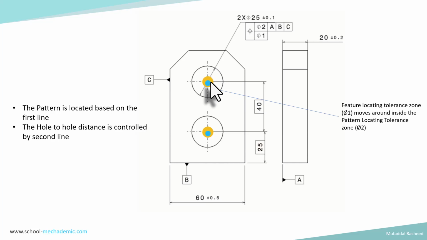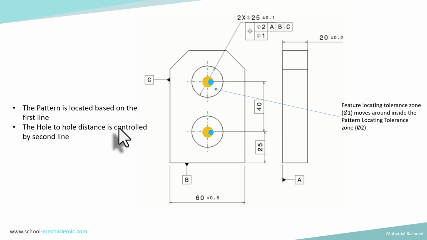So the pattern locating tolerance zone is fixed with respect to the datum reference frame, whereas the feature locating tolerance zone is relative to the position of the hole, the actual position of the hole, which means that the feature locating tolerance zone, the smaller tolerance zone, can move around, but it can only move around inside the larger tolerance zone, which is the pattern locating tolerance zone. So the pattern is located based on the first line, whereas the hole to hole position is controlled by the second line.